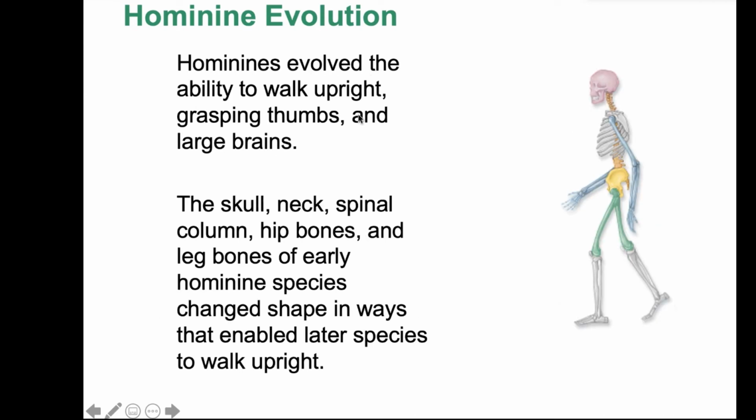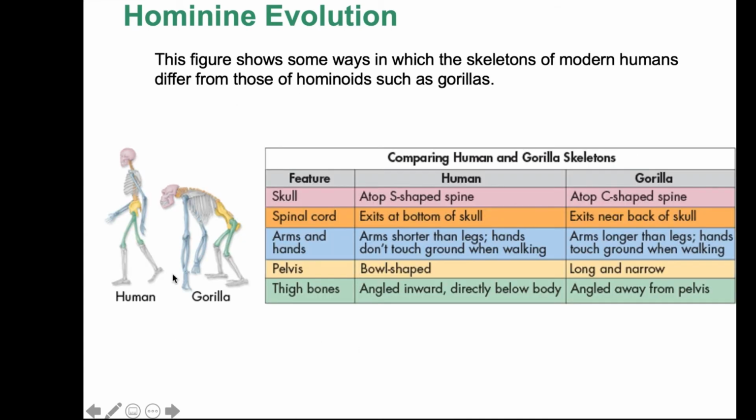Hominins evolved the ability to walk upright, grasping thumbs, and large brains. We have, like I said, the different bones. The skull, the neck, the spinal column, hip bones, and leg bones of early humans changed shape, which allowed us to walk upright. So if you compare humans and gorillas here, we can see the major differences. In humans, we sit atop an S-shaped spine, which goes down here and up here, not like scoliosis where it's sideways. Gorillas have a C-shaped spine, so it's just one curve.